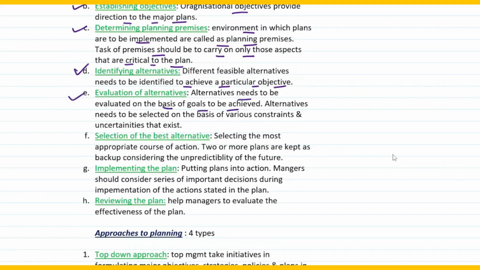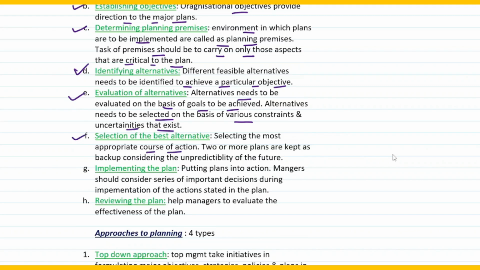Fine. Alternatives need to be selected on the basis of various constraints and uncertainties that exist. So it needs to be selected on the basis of what? Various constraints or drawbacks that are there and any uncertainty that exists. Now selection of the best alternative, selecting the most appropriate course of action. So first you identify, then you evaluate, and finally you select the best alternative.